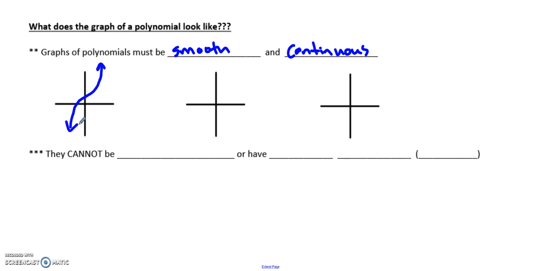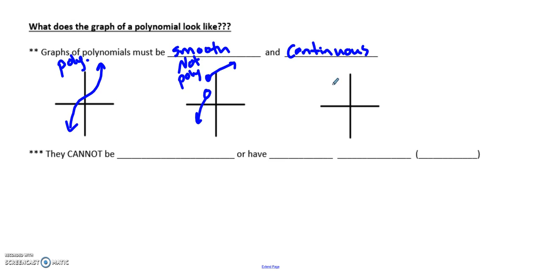So a typical polynomial might look like that. That would be a cubic function. We've already seen those graphs. That would be the graph of a polynomial. It's smooth, it's continuous, so he's a poly. If I had a graph like this that came up and jumped and went like that, he would not be a polynomial because he's not continuous.